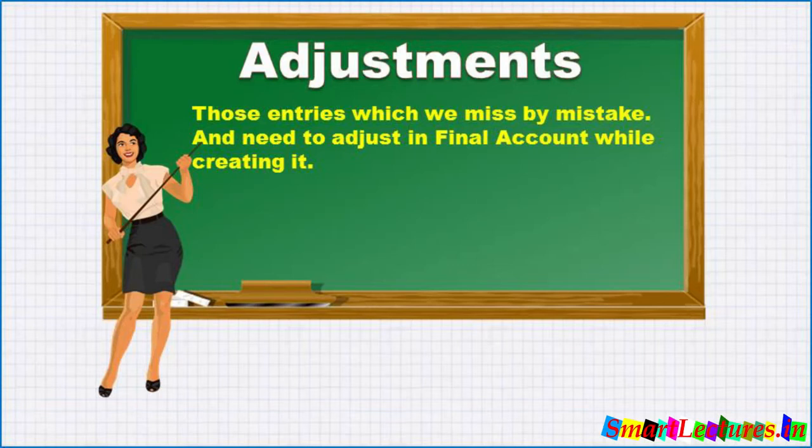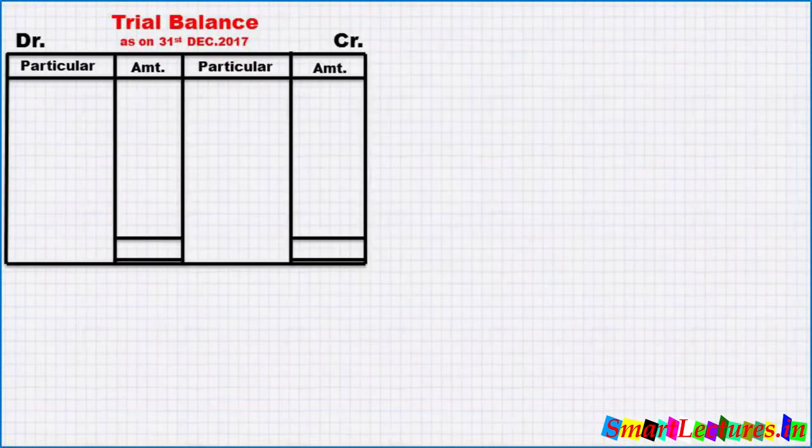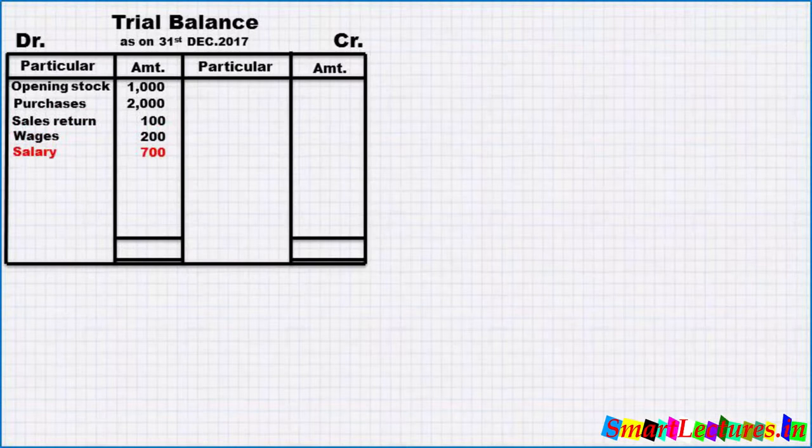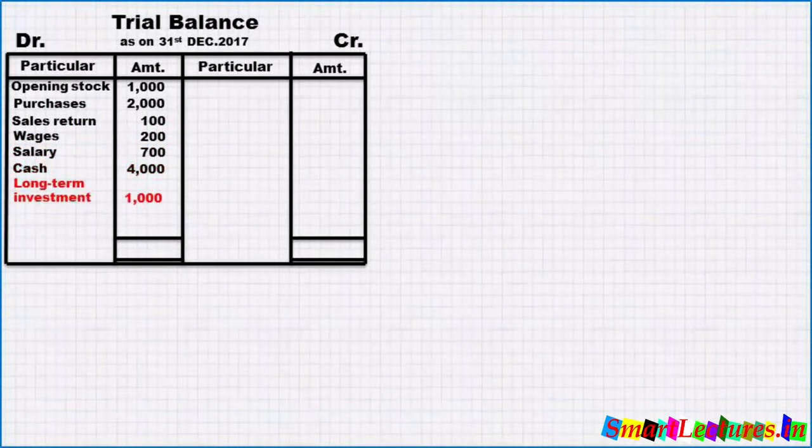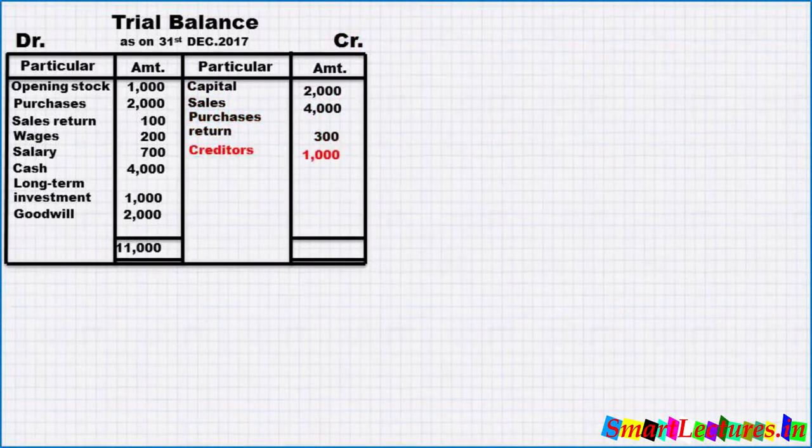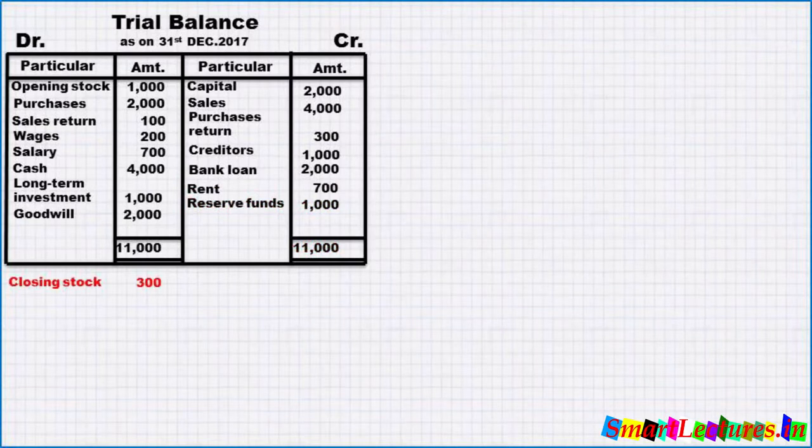Let's take one question. This is the trial balance as on 31st December 2017. Debit balances: opening stock 1000, purchases 2000, sales returns 100, wages 200, salary 700, cash 4000, long term investment 1000, goodwill 2000, and total 11,000. Credit balances: capital 2000, sales 4000, purchases returns 300, creditors 1000, bank loan 2000, rent 700, reserve funds 1000, total 11,000, and closing stock 300.